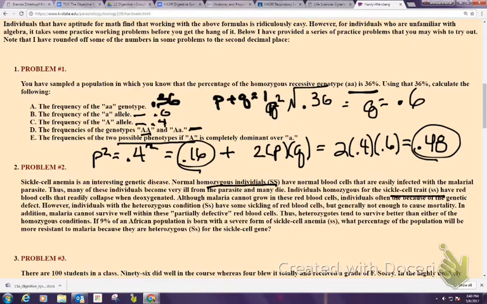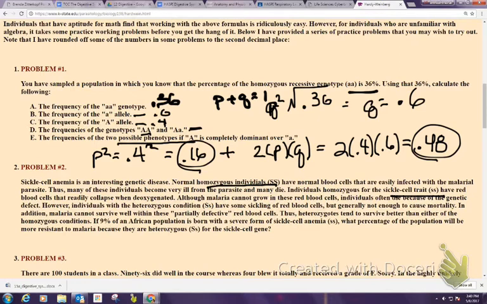So the best scenario would be to have some sickle cell red blood cells and some normal red blood cells. However, individuals with the heterozygous condition have some sickling of red blood cells, but generally not enough to cause mortality. In addition, malaria cannot survive well within these partially defective red blood cells. Thus, heterozygous individuals tend to survive better than either of the homozygous conditions. All of that is interesting and great, but it doesn't have anything to do with solving this problem.